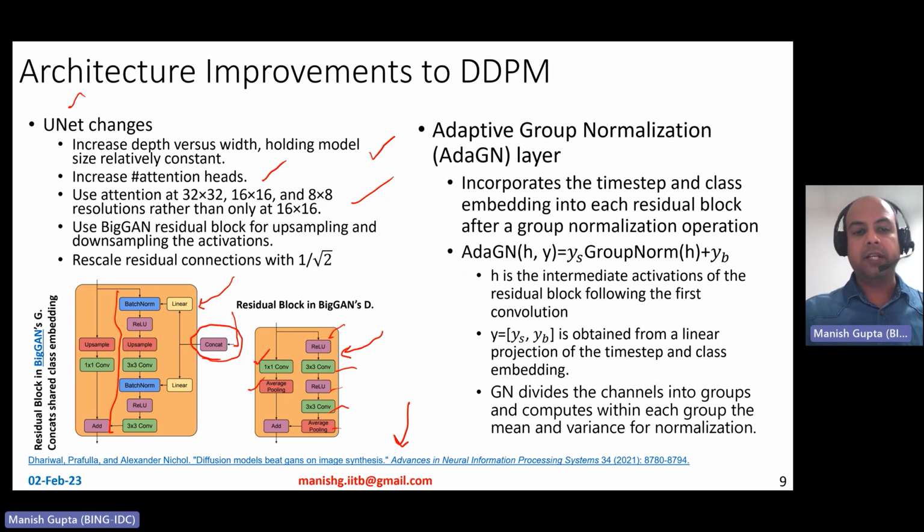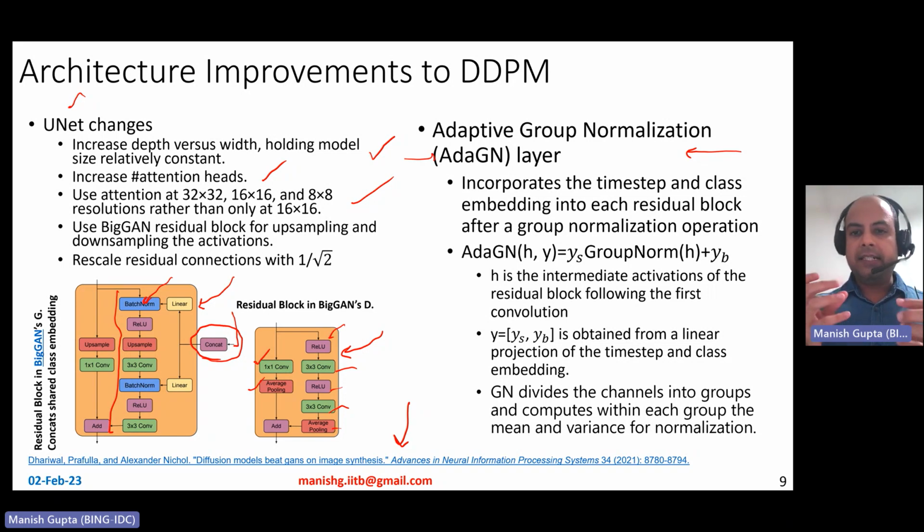Okay, and concatenate while doing upsampling. Okay, that's that. So these are some of the unit changes. Now they also brought in something called adaptive group normalization layer. So what is the adaptive group normalization layer? Here is the batch norm layer, right? The batch norm layer was replaced by the adaptive group normalization layer.